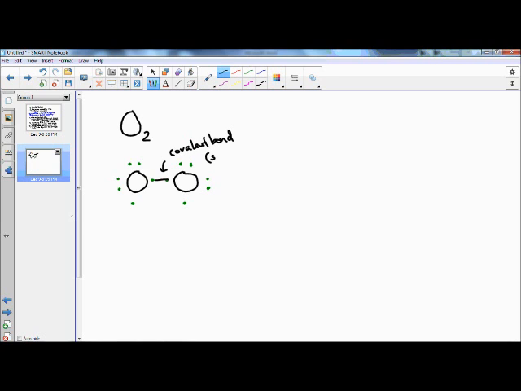Okay, so this is a shared pair. Now there's a single dot left on this oxygen and a single dot left on this oxygen. So I need to connect them up. Say 2 lines means this is a double bond.